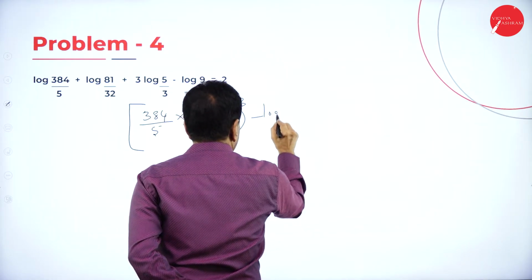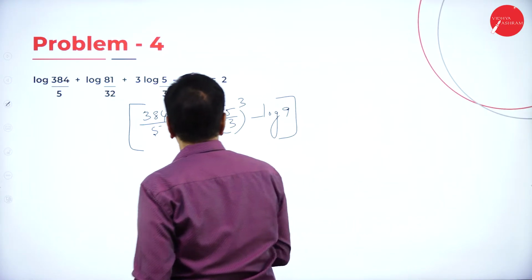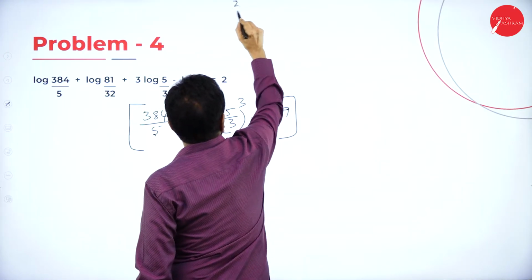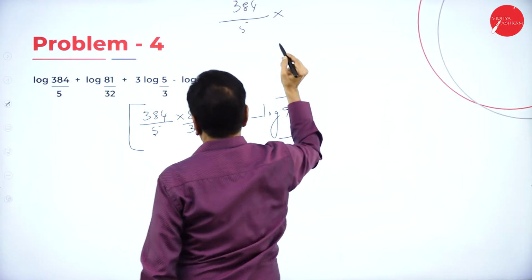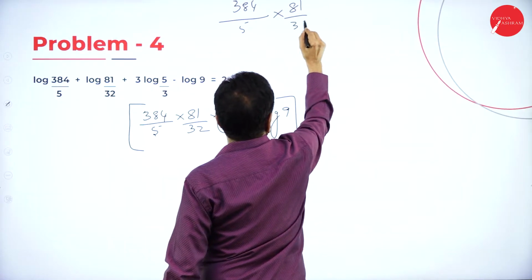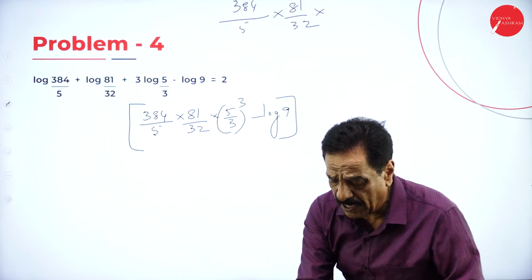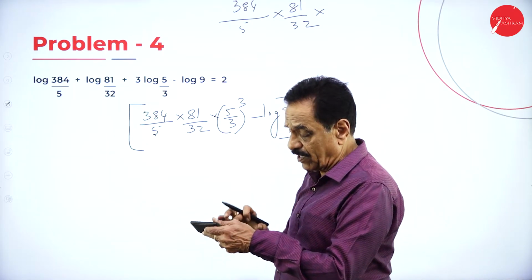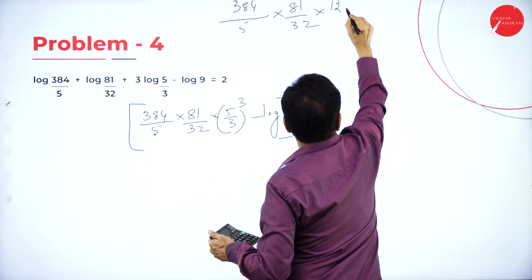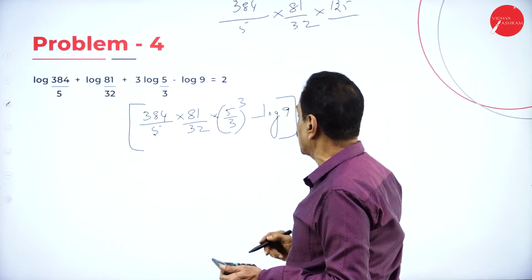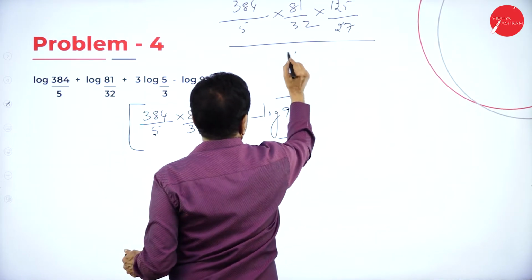Minus log 9, or this can be written as 384 divided by 5 into 81 divided by 32 into 5 cube, 5 into 5 into 5, 125 divided by 3 threes are 9, 9 threes are 27. Then log 9 minus, no, this will come in the bottom.